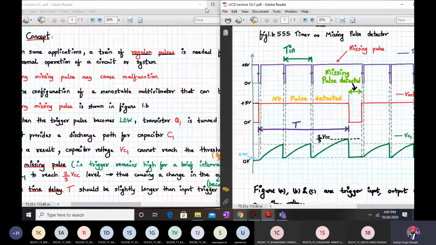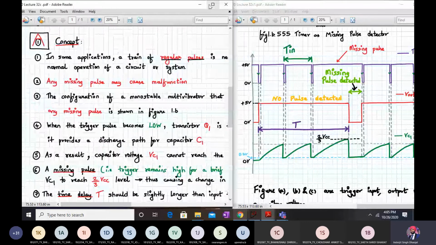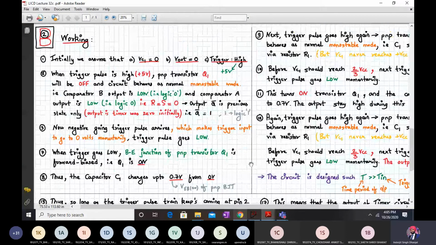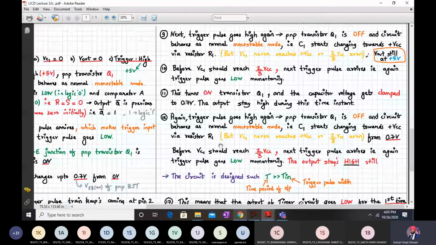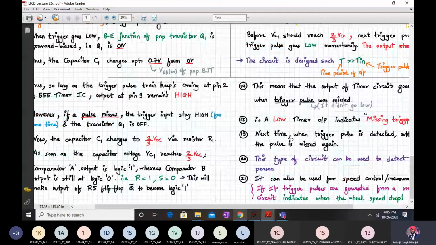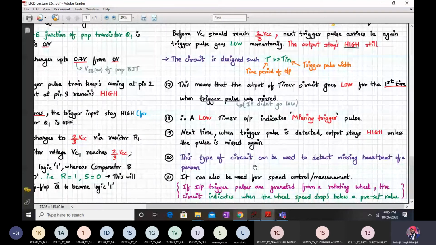Now, these were some of the theory points which I have written. You all can read them at your own time, along with the working in short. All the cases have been explained systematically. Let me come to this point: point number 18, a low timer output indicates a missing trigger pulse.